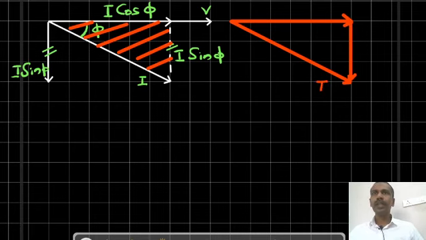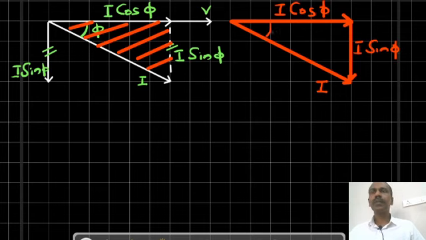And this is your current vector I. The two sides are I cos phi and I sin phi. So this angle is phi. And this triangle is called the current triangle.